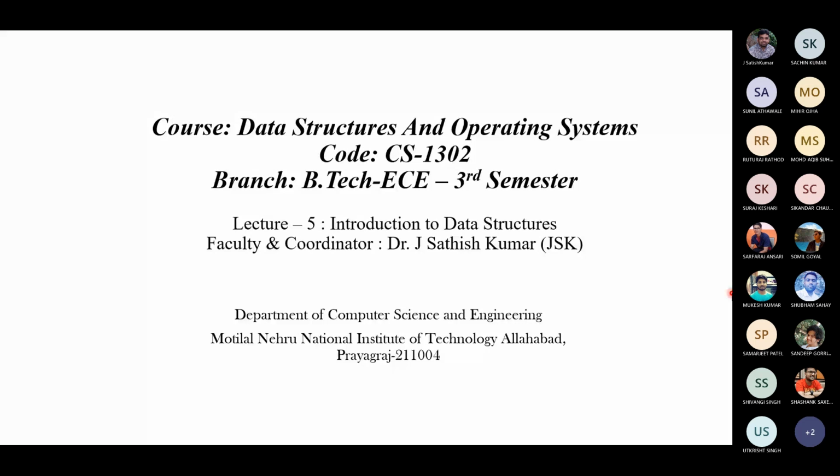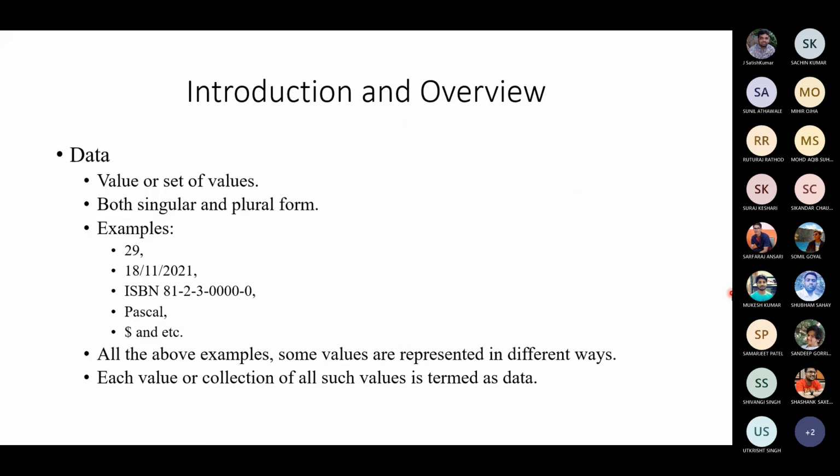Okay, you might have heard a little bit about data structures in your first year C programming, but forget everything. Let's try to keep an open mind. We'll try to understand from scratch, from the basics, what data structures are. So we have data. Data means a set of values. You can say anything. It could be singular or plural form. Both we refer to as data.